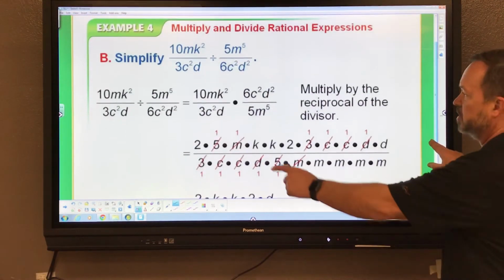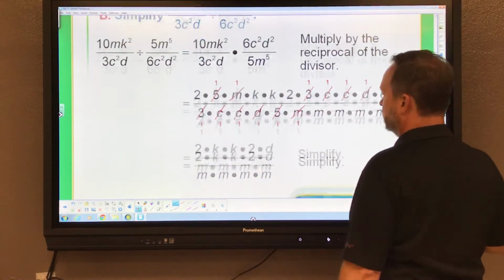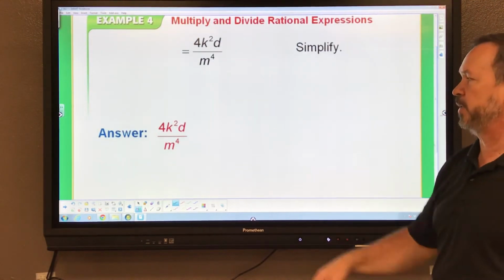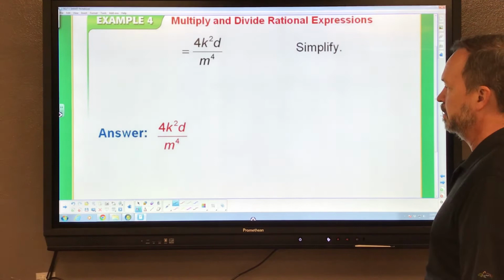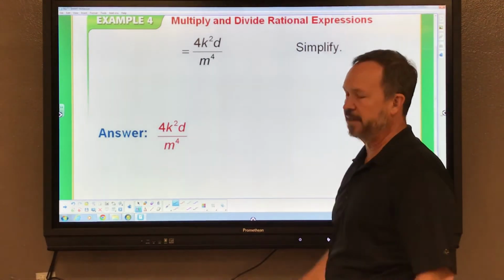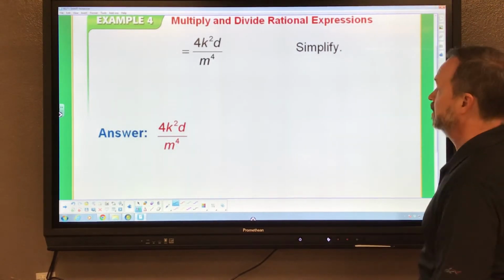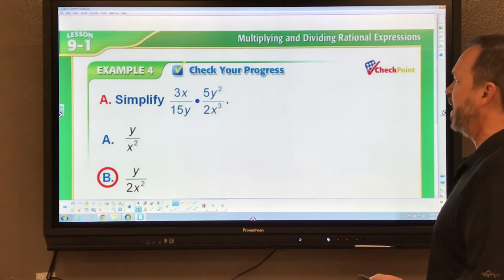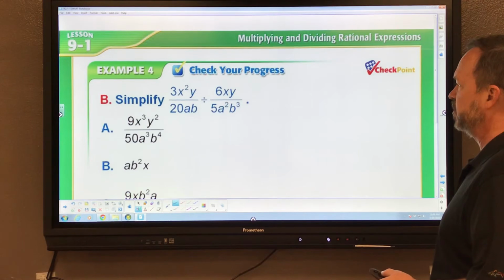So again, they changed theirs to multiplication. They flipped the second fraction. And they're doing their little work here. And they got the same answer that we did. They put the k squared before the d. I don't understand that, but they could be wrong if they want to. So these are just practices of the stuff that we just did.